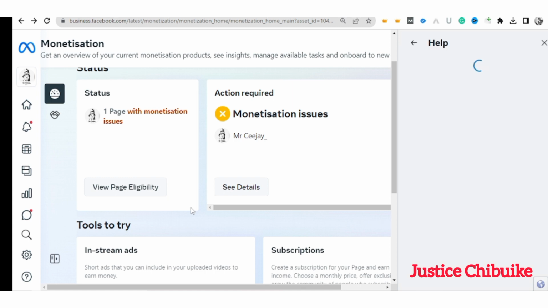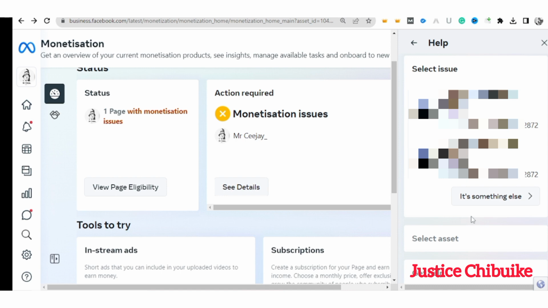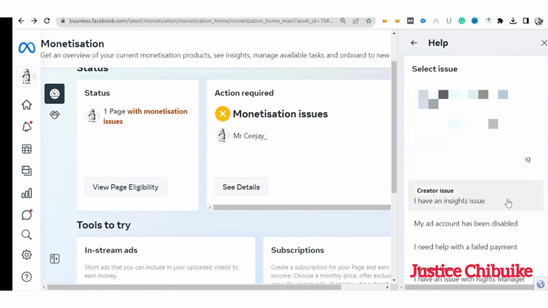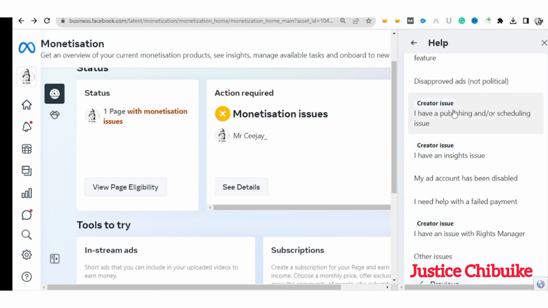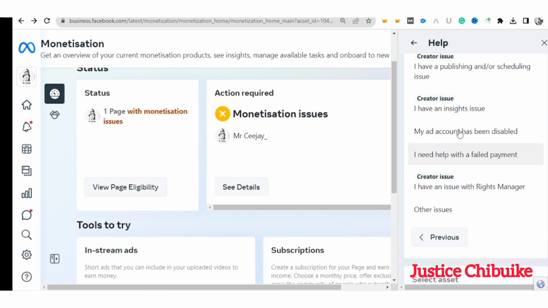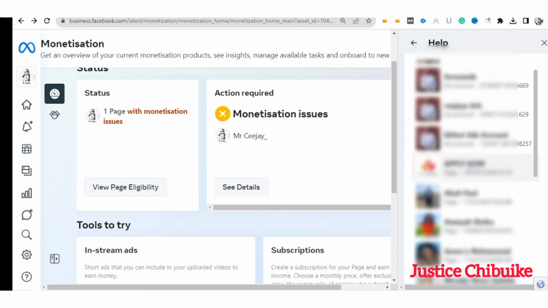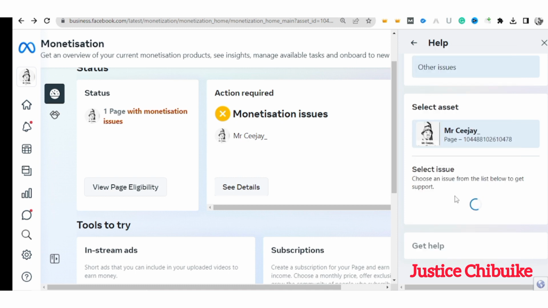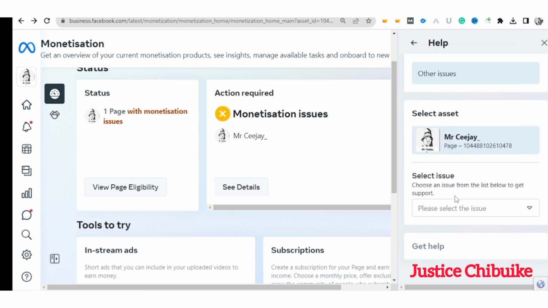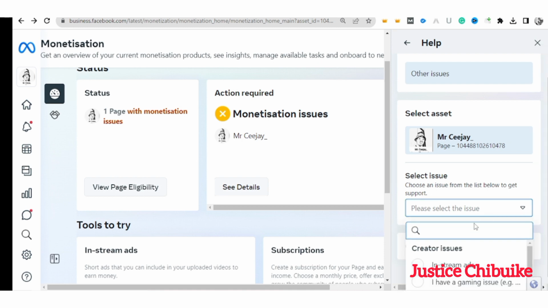So you allow it to load, click here, is something else. Now here you are going to select the issue that you are facing. So now you'll be left to select a page. Alright, so they say please select the issue.